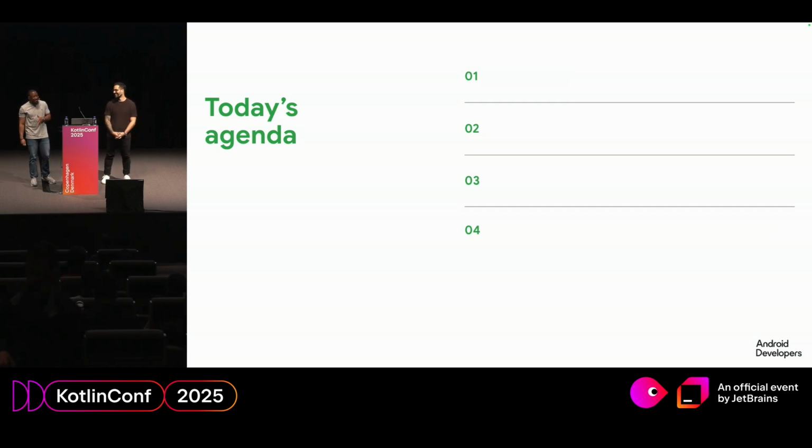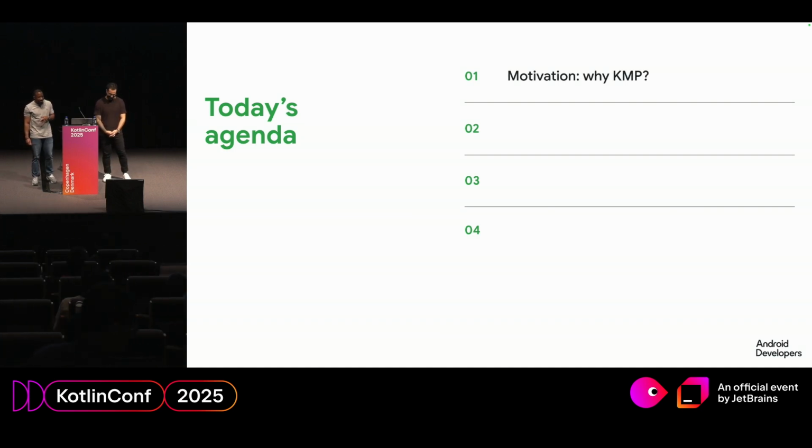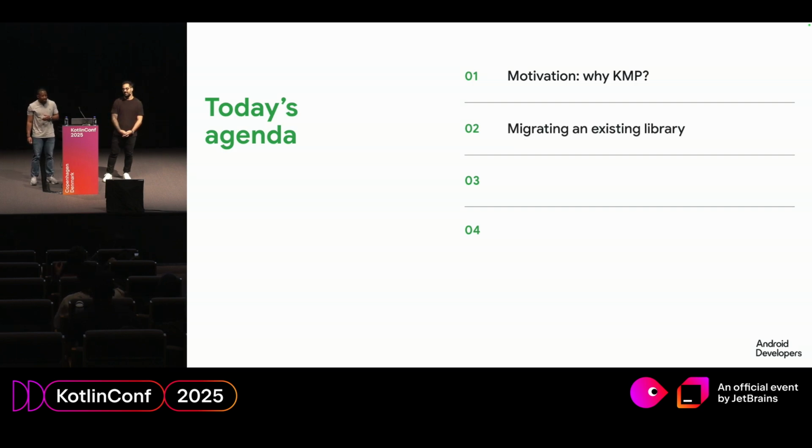Okay, so here's what's on the agenda. I'll give some quick motivation about why we're doing this, like specifically why we're moving the architecture component libraries to KMP. And then we'll go through a couple of the approaches that we use. So we'll talk about migrating an existing library like SavedState. And then we'll talk about how we created a new library. For this, we'll be talking about Navigation Event, not Navigation 3, I'm sorry.